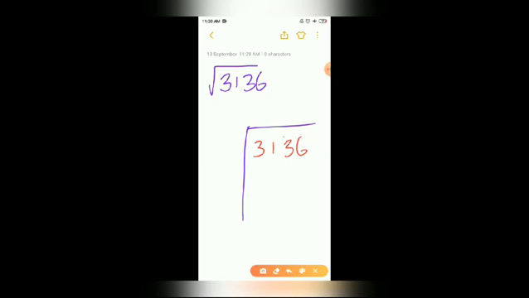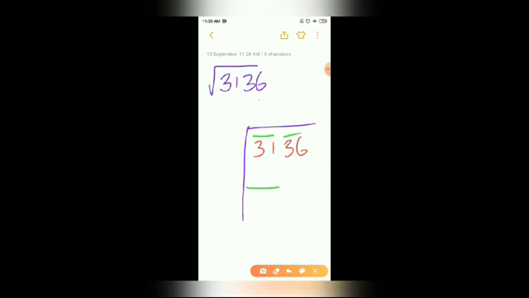Here I pair 3 and 6. It is the first group, and next 31 is another group. If the number of digits is even, each digit can get a pair. If the number of digits is odd, one digit cannot get a pair. First, you take the first pair, 31.